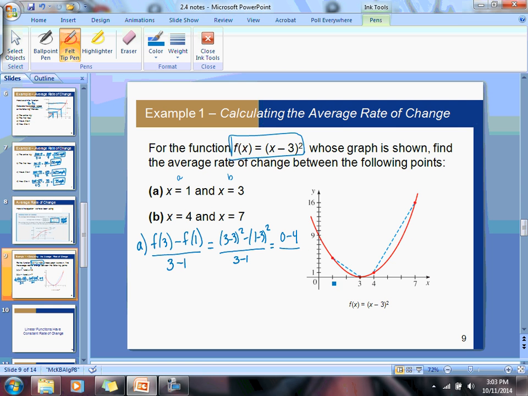We said when you put 1 into the function, it looks like it's about 4 here for the value that you get out. And then 3 minus 1 is going to be 2. So my value then for my average rate of change is going to be negative 2.